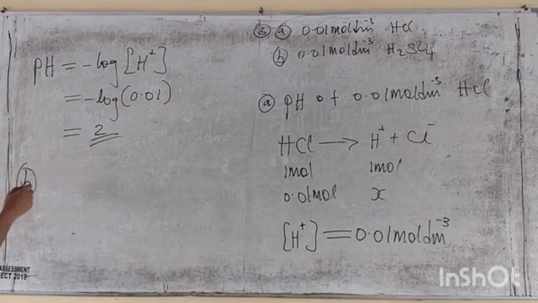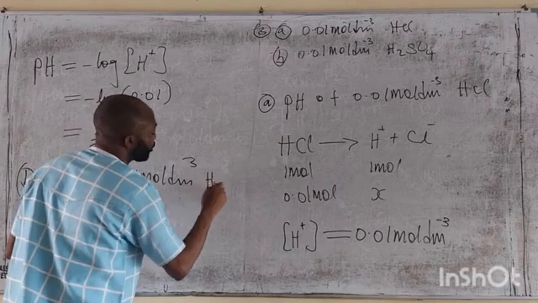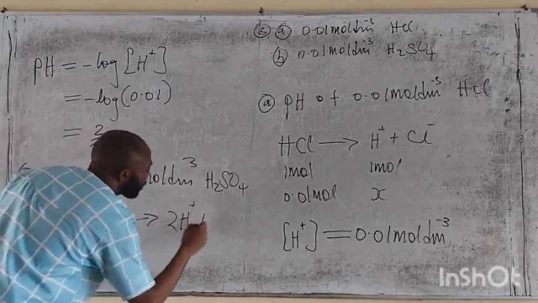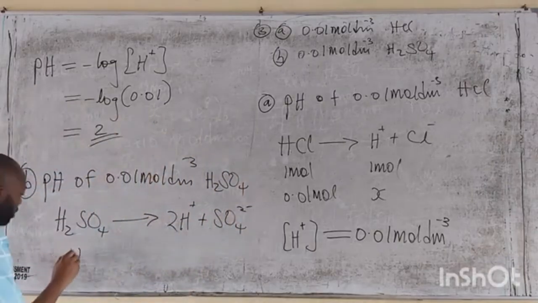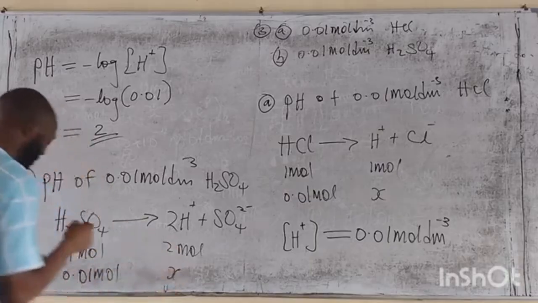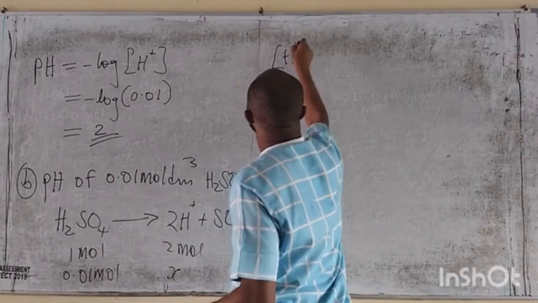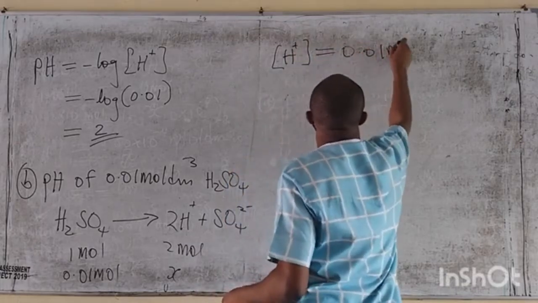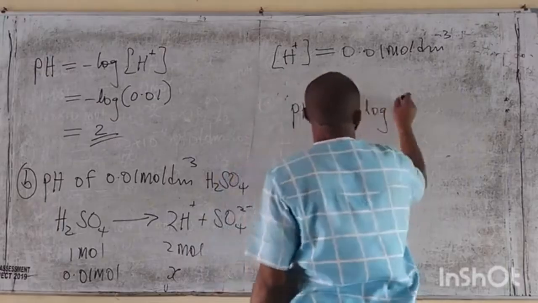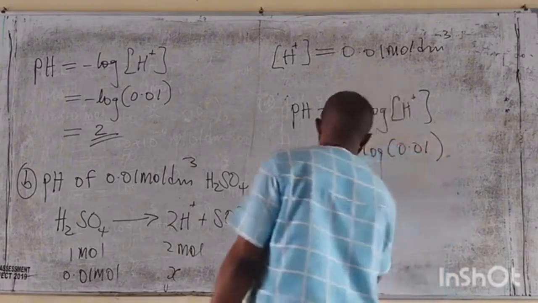Now B, they say pH of 0.01 mole per dm cube H2SO4. I ionize this to have 2 H+ and SO4 2-. So 1 mole of this is 2 moles of hydrogen ion. Then 0.01 mole of this will give me X. Now, the hydrogen ion concentration in this case here is equal to the same 0.01 mole per dm cube. Therefore, the pH, which is equal to the negative log of hydrogen ion concentration, will therefore be minus log 0.01, which is this.